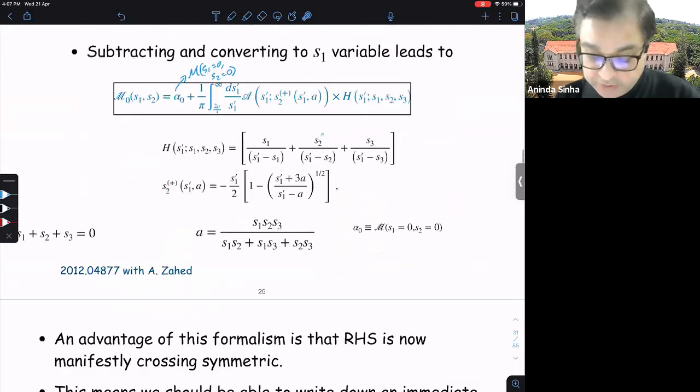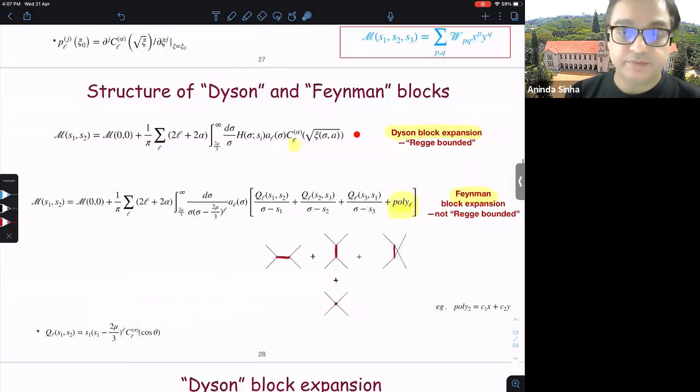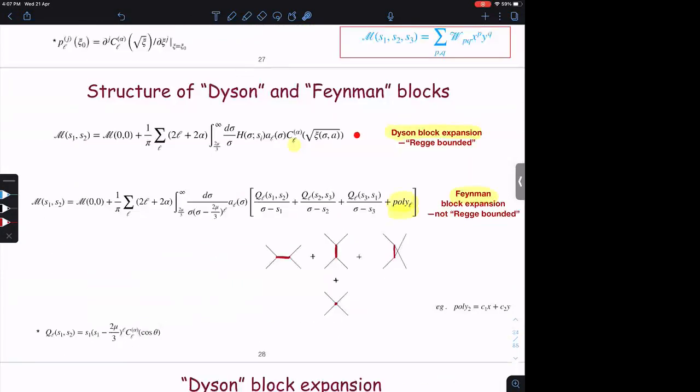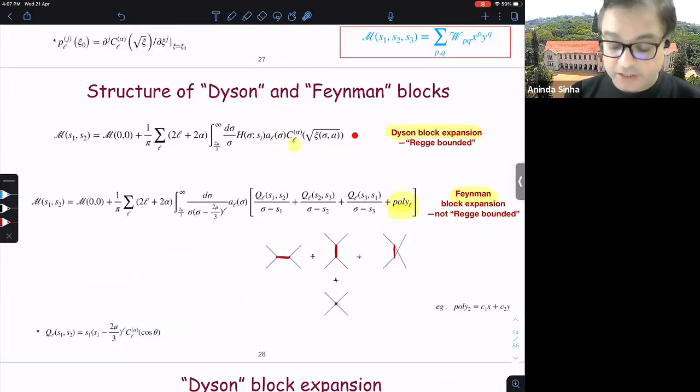So that gives the Dyson block. That is what I'm calling the Dyson block expansion. I told you that if I do an expansion around a equal to 0, then there will be these negative powers in x, and there were these non-local constraints that we have to impose.